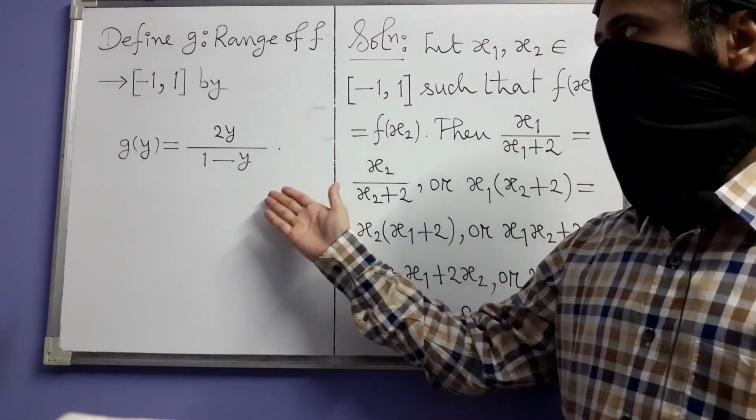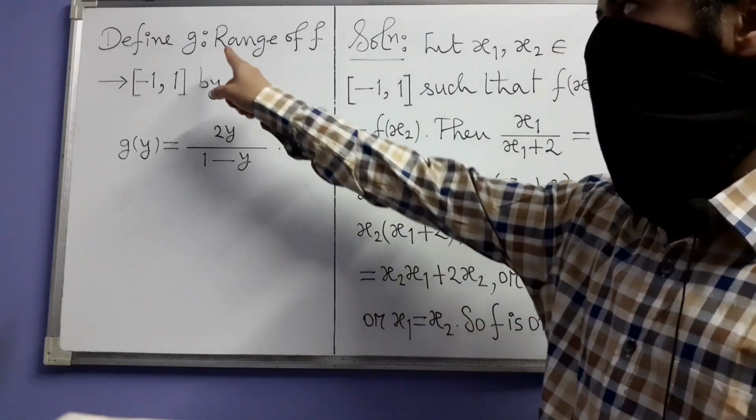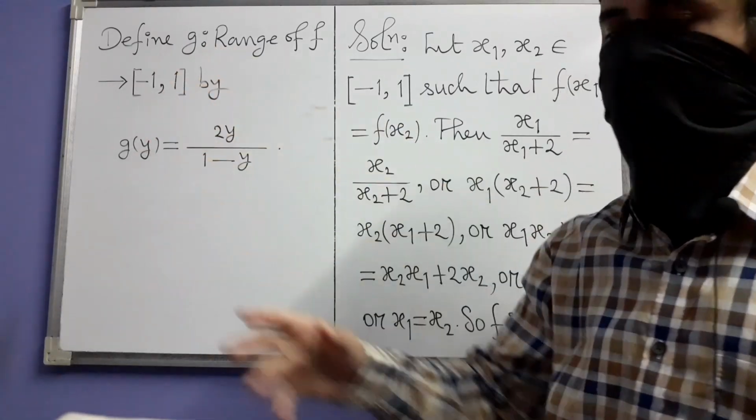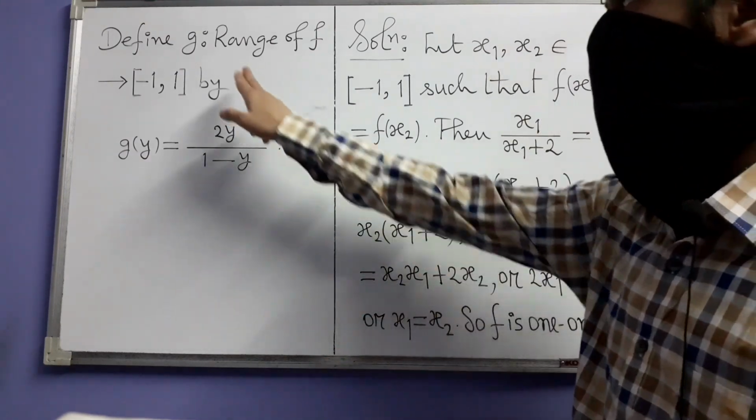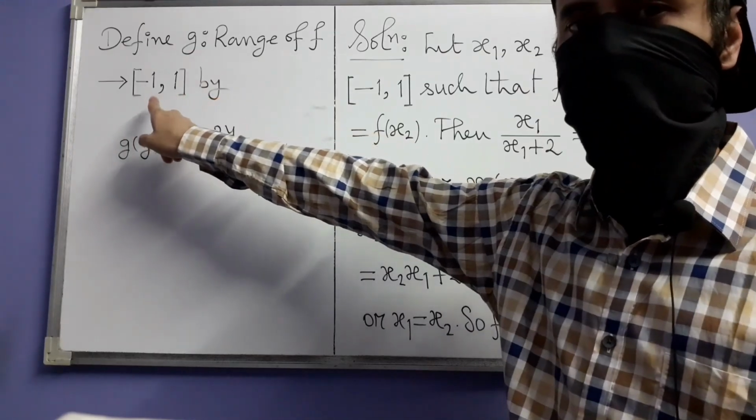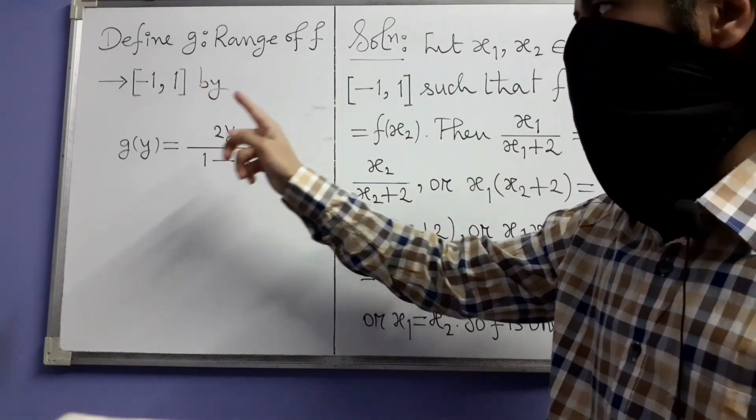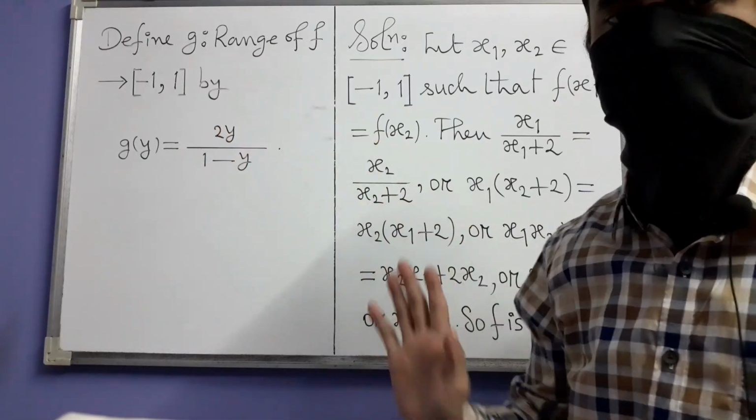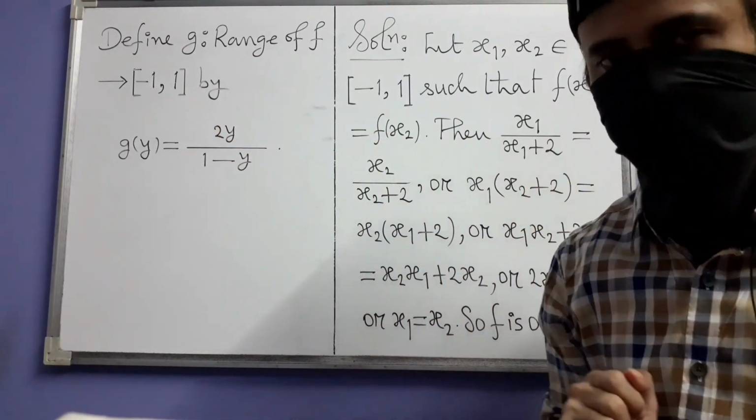So this is the inverse function that we are guessing. We define the inverse function g. I am saying this is an inverse function, that's what we have to show. So g should map the range of f into the closed interval [-1, 1]. And the formula for g is this: g of y is equal to 2y divided by 1 minus y. Now we have to verify two things here.